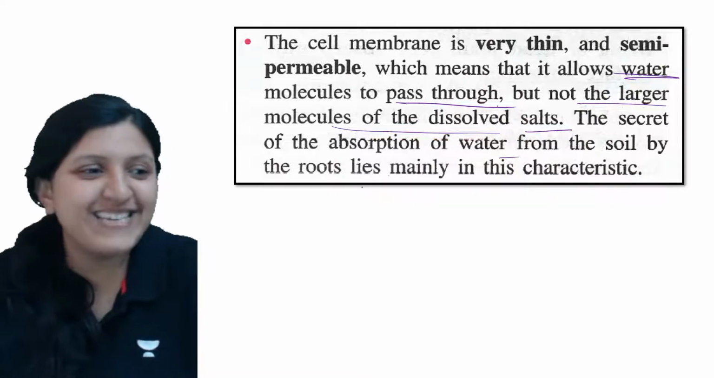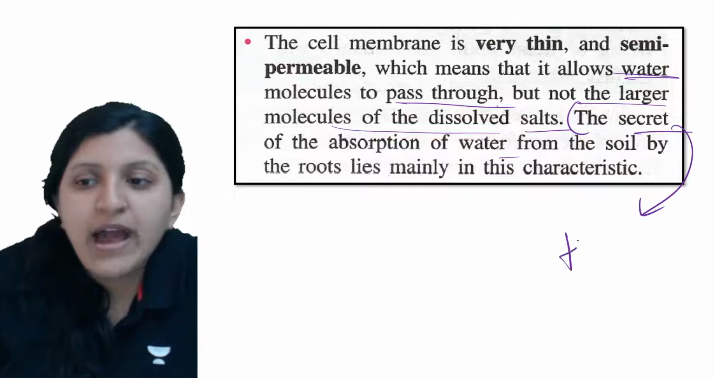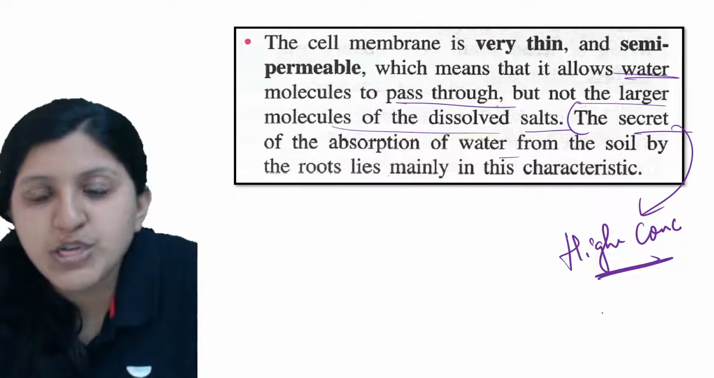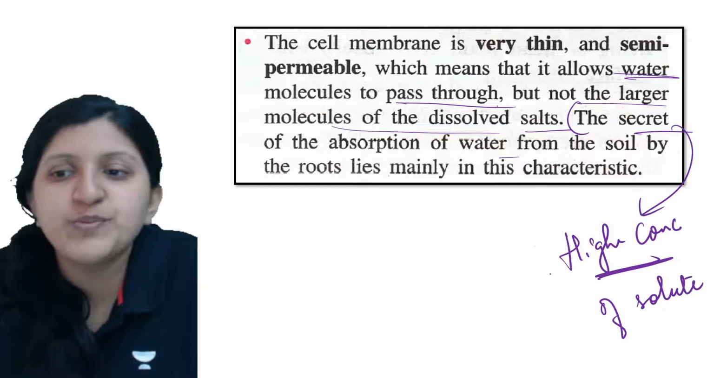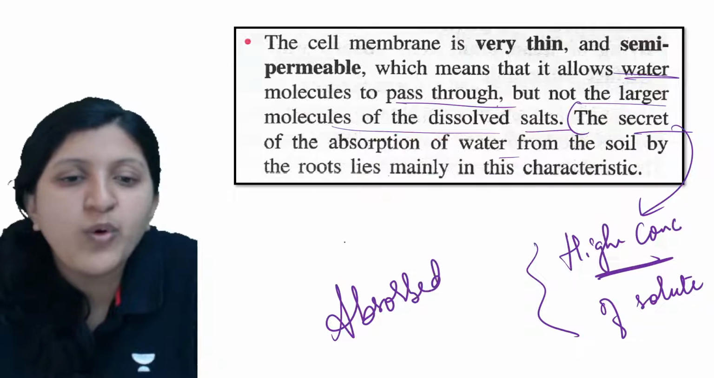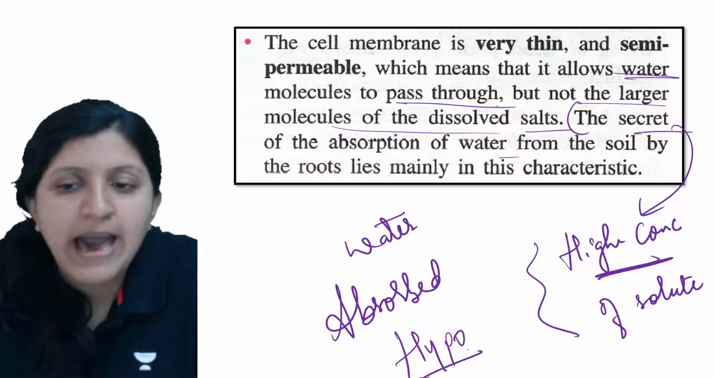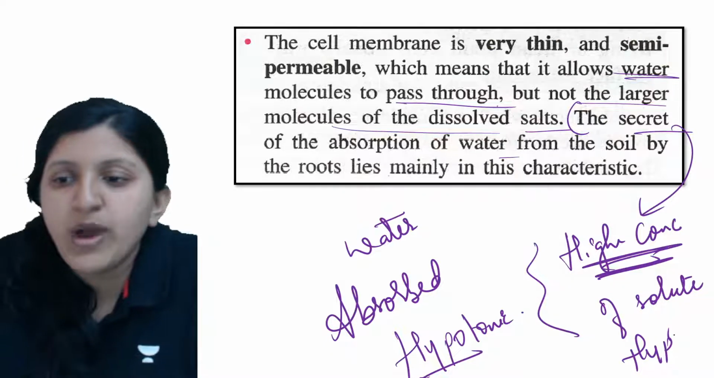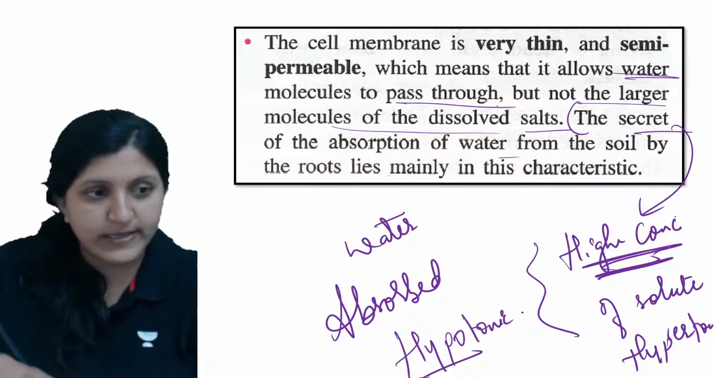So what is the secret here? The secret is that a hypertonic solution, or high concentration of solute, is maintained inside the vacuole or in the cell. That is what makes the water be absorbed. Why is the water getting absorbed? Because the water will move from the hypotonic solution to the hypertonic solution, because this one is the hypertonic solution. So high concentration of solute, not with respect to water there.